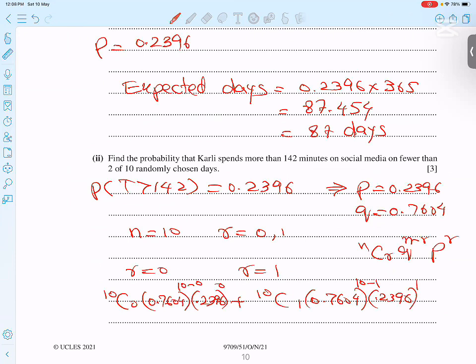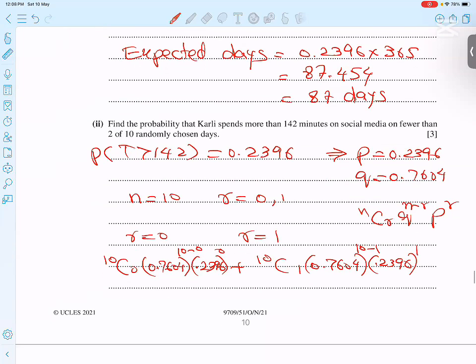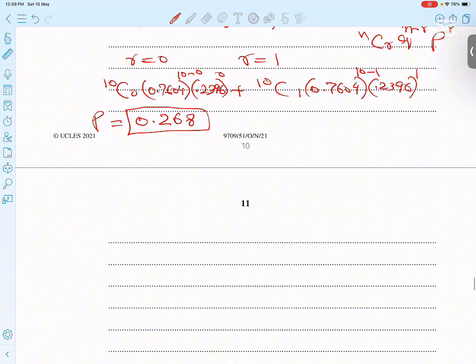And now if we apply the formula in our calculator, let me check one by one. This is 0, this is 10. Okay, ultimately the answer for the whole is 0.268 after rounding to 3 SF. I hope the concept is very clear.